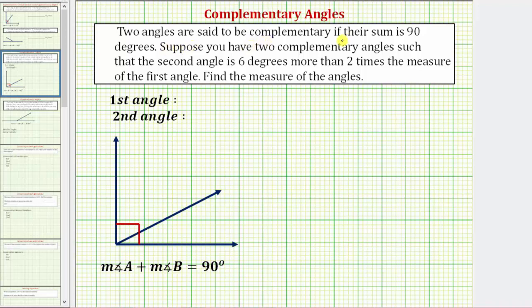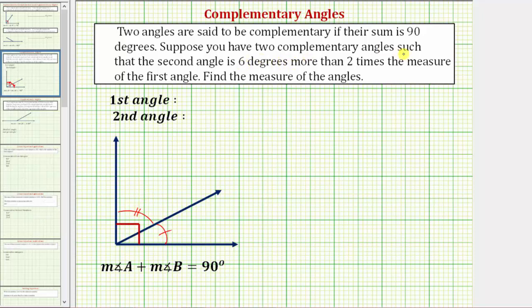Two angles are said to be complementary if their sum is 90 degrees. So if two angles are complementary, and we put the two angles together, they would form a right angle or a 90-degree angle. So this angle and this angle are complementary angles.